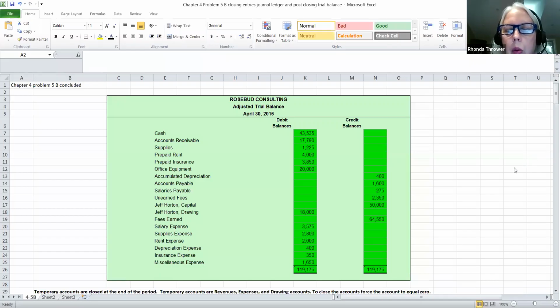Today we'll be working on finishing up Chapter 4, Problem 5B. We're going to do closing entries and prepare a post-closing trial balance. I'm going to share my screen with you. I've made up an Excel spreadsheet to help you understand what's going on with this particular problem.